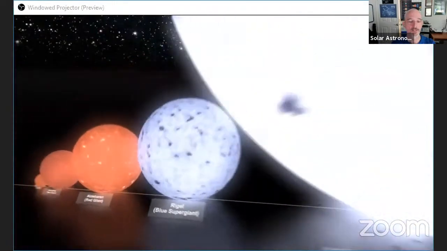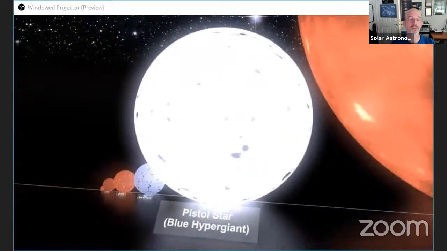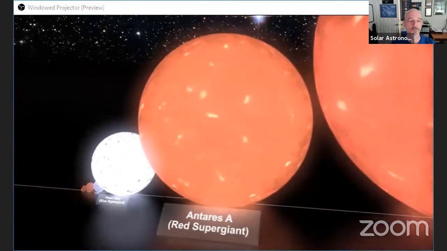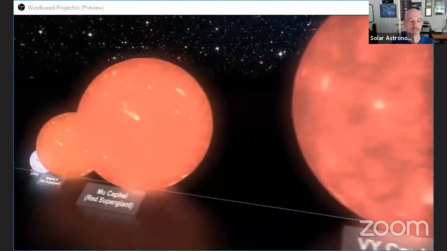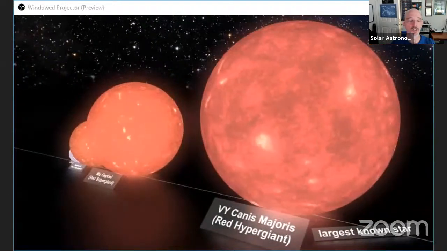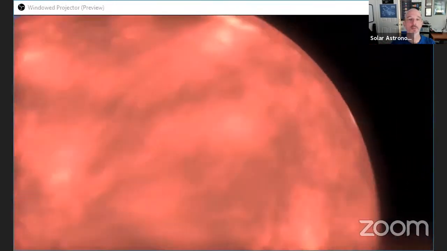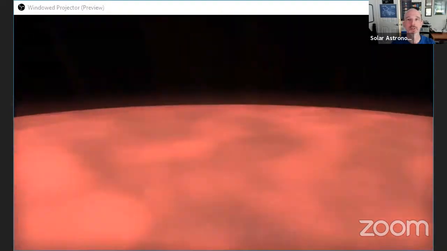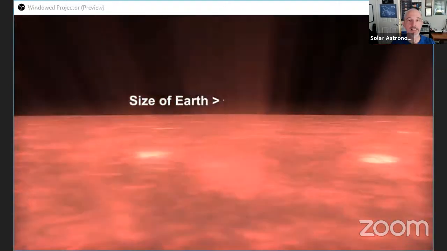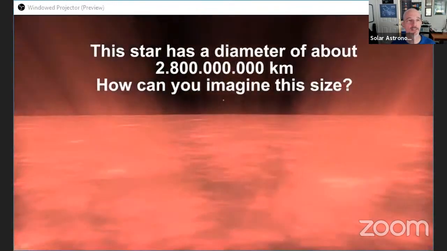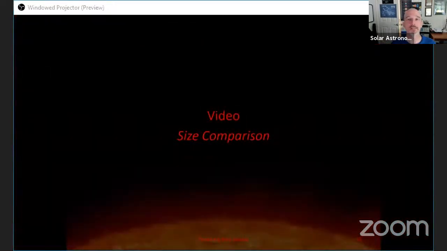Here's Rigel, a big star, an even bigger star called the Pistol Star. Here's a red supergiant. And finally here is the largest known star, which is truly enormous compared to anything that we know. If we were to put that where the sun is, our entire solar system would be pretty much engulfed. And so Earth is a pretty tiny dot compared to this giant star. I just find this video amazing. It really gives us a feel for the scale of things in the universe, and the kind of stuff we're used to doesn't really prepare us for what's out there. So it's fun to think about.